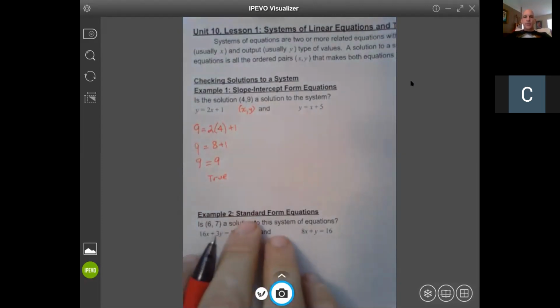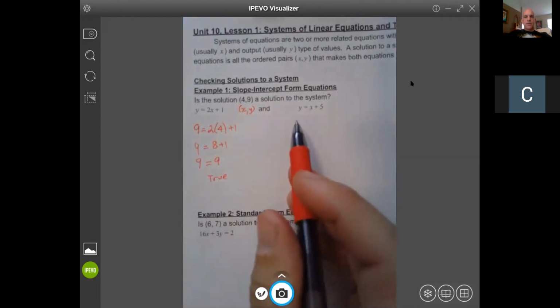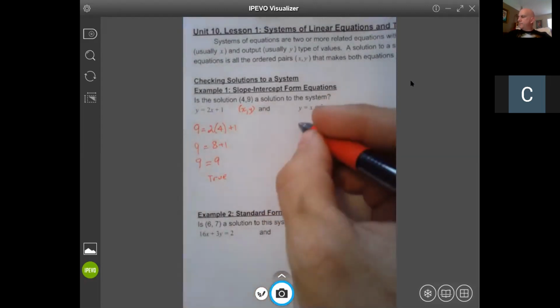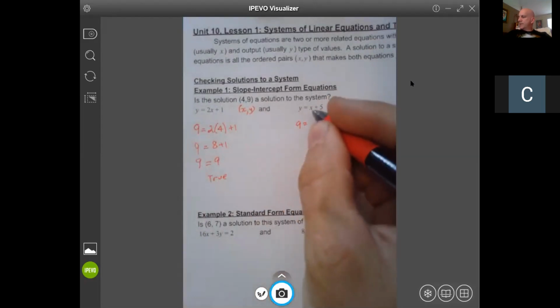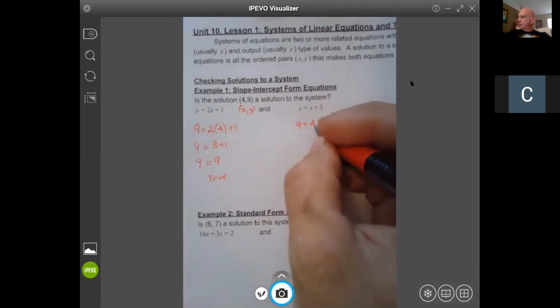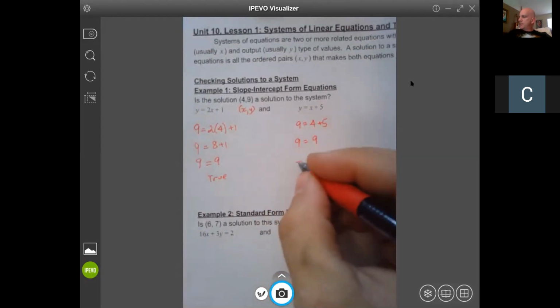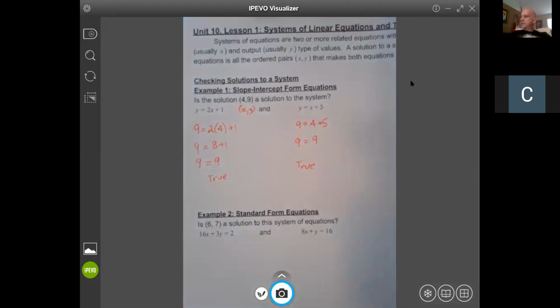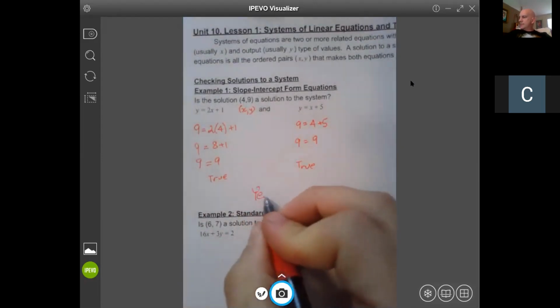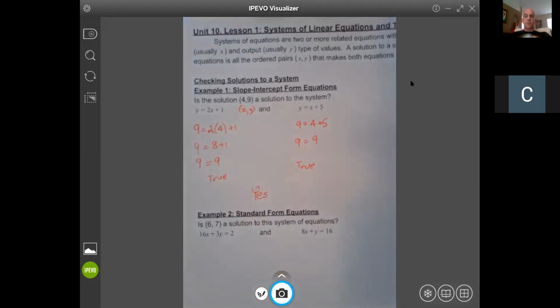What we need is both equations to be true. So we'll come over here and do the same thing. We'll replace y with 9 and x with 4. Well, x doesn't have a coefficient, so we're just going to say 4 plus 5. So that's also equal to 9. So that is true. So the answer to, is this a solution to the system, would be yes. And if I asked you why, you would say because both equations are true when I plug in those values. Okay, so do we have any questions on how to check a solution in a slope-intercept form equation?